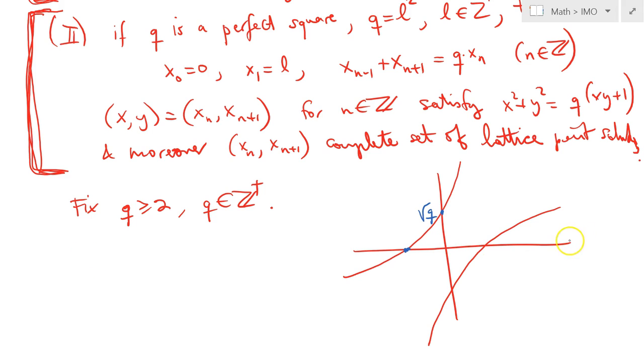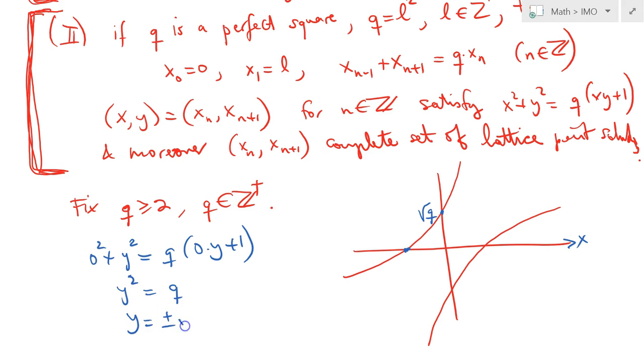So for instance, this is the x-axis. If you plug in x equal to 0 in our equation, you will get the y-intercept. So let me quickly do it. 0 times y plus 1. So the right-hand side is simply equal to q, and y squared, so y comes out as plus minus square root q. The minus square root q obviously is this one. So we can just focus our attention on this branch here, the upper branch.